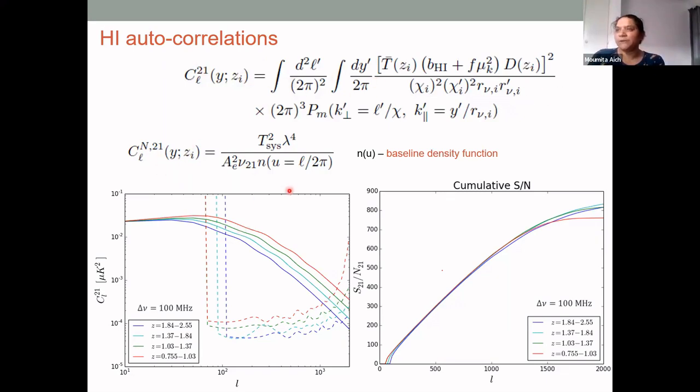And this is what the noise looks like. So the noise power spectrum looks like this. The n of nu is nothing but a baseline density function. This depends on the interferometer you're talking about, so it will be different for different interferometers. This is what the signal looks like, and this is what the noise looks like. We've used redshift bins for HIRAX such that the frequency difference is 100 megahertz. So this is how the redshift bins look for delta nu as 100 megahertz, and most of our calculations use delta nu of 100 megahertz.